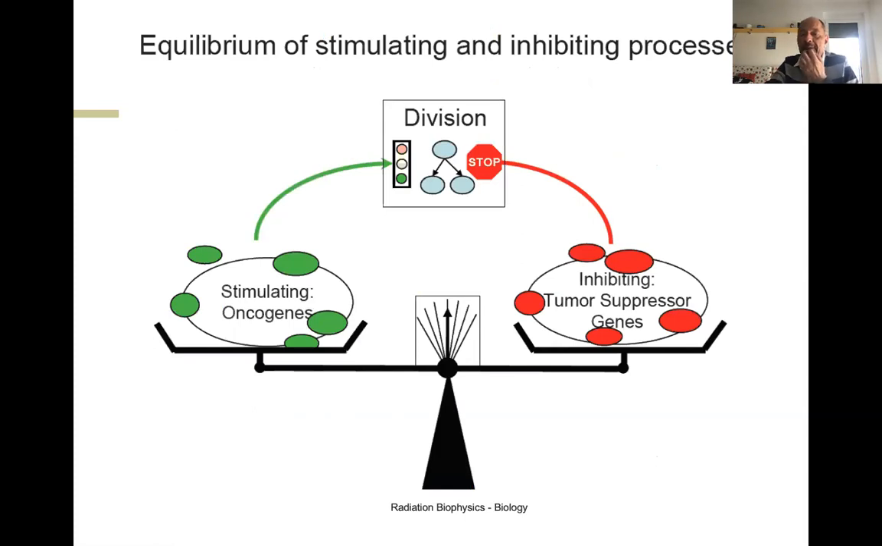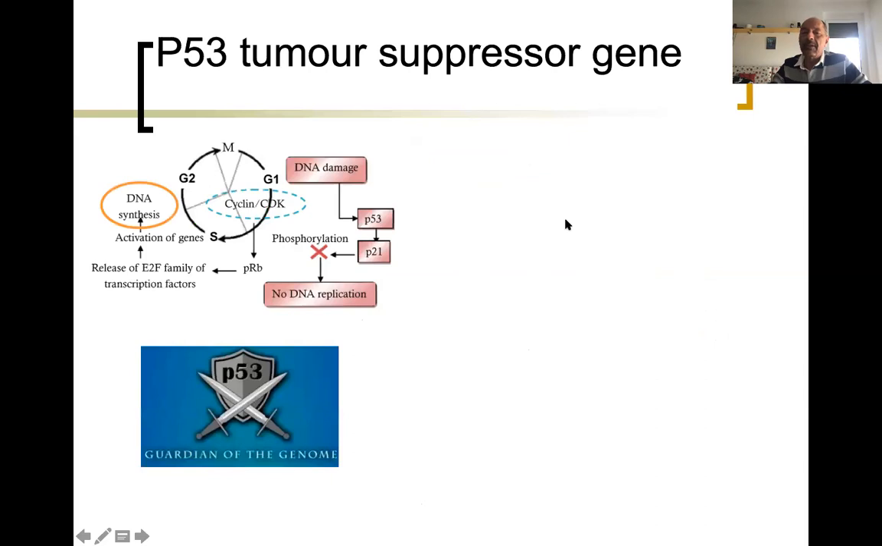So the whole story of cancer is a sort of balance. You must have a balance between the stimulating oncogenes and the inhibiting tumor suppressor genes. Both are important. Oncogenes generally promote growth. Tumor suppressor genes generally stop growth. In a normal organism, you must have a balance. In a disordered organism, this does not happen.